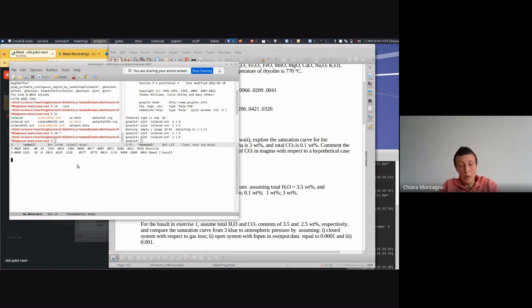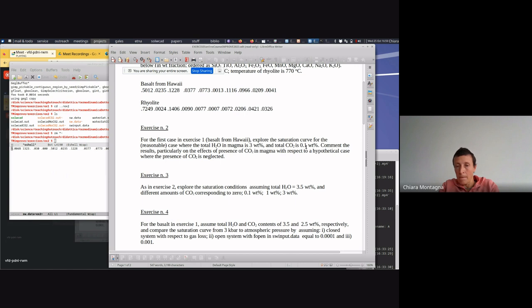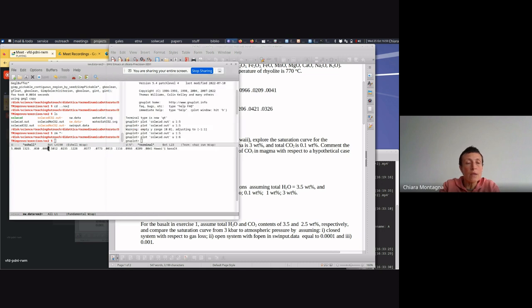Let's take a look at SW.data. The SW input doesn't change because, again, we want to see a saturation curve, so we want to see pressure variations. Okay, so here we have the exercise: 3% of water and 2% of CO2. Here it is 0. If we want 0.1%, here it is, for the same composition as before. Let's run SolveCAD.